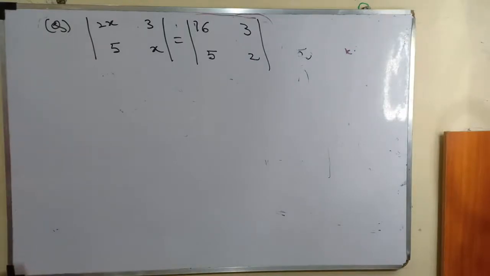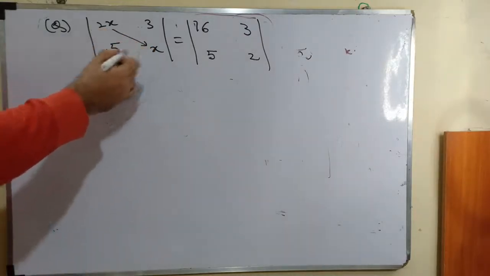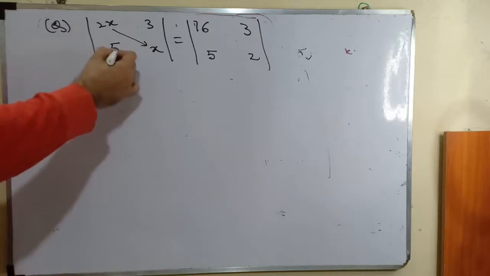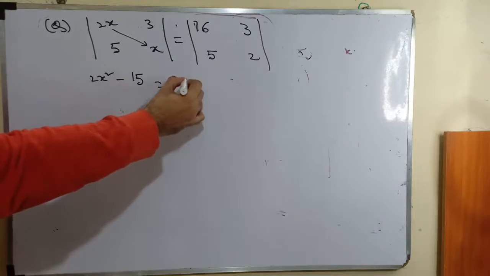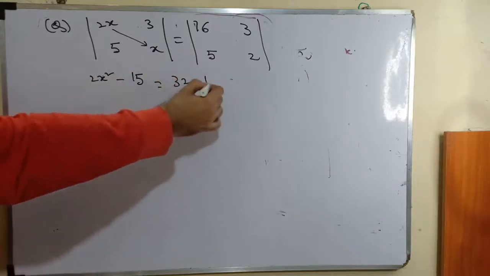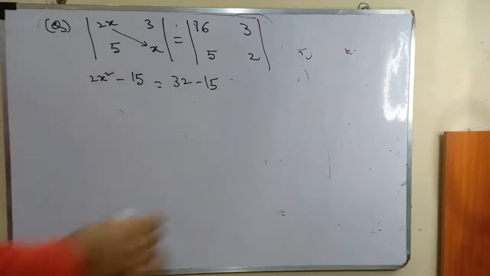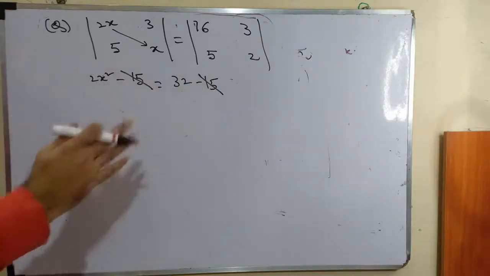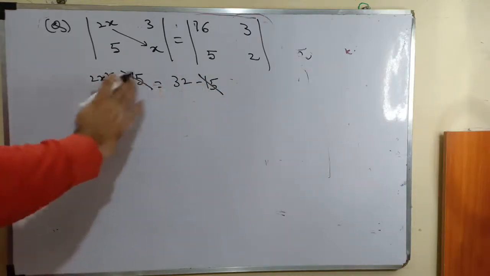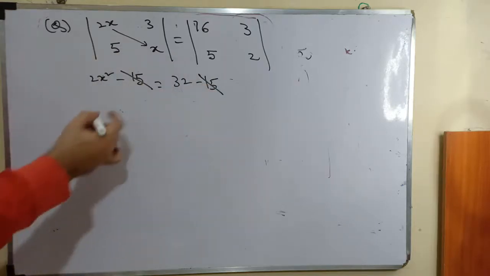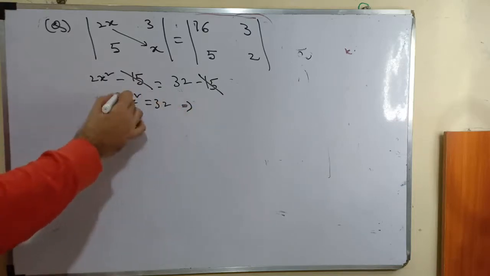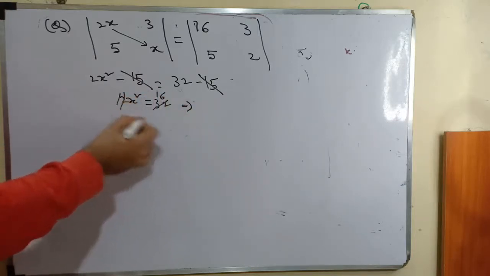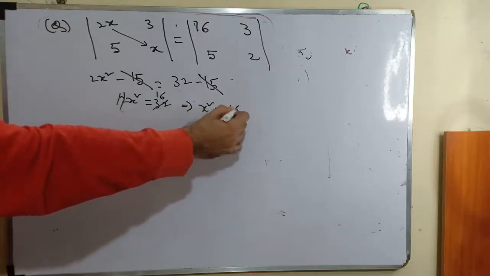So for this, what we have to do is, let's evaluate the determinant here. 2x into x is 2x square, 5 times 3 is 15, AD minus BC, 16 times 2 is 32, minus 5 times 3 is 15. So this is what we have. 15 can be cancelled on either side. Don't subtract the things. 15 and 15 can be cancelled on either side. And then you have 2x square is equal to 32. So x square happens to be 16 for us. x square is equal to 16.